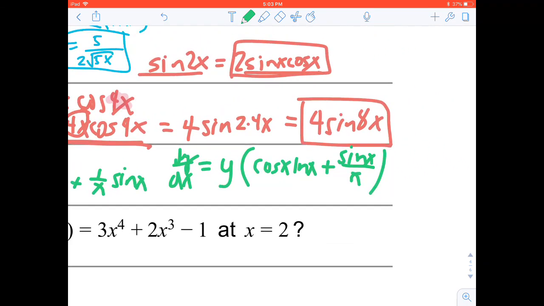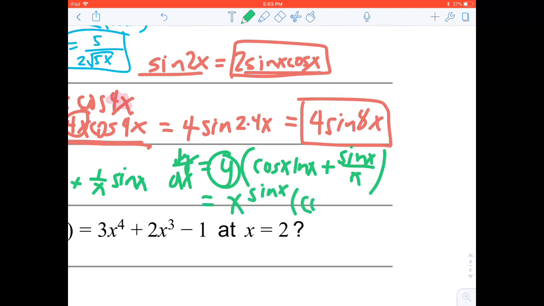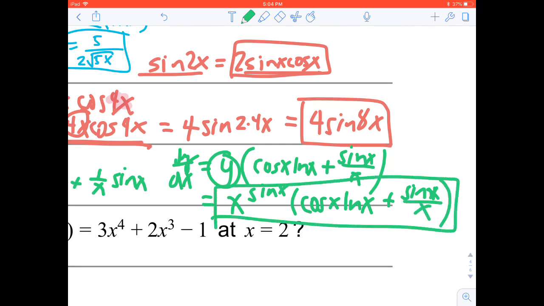And final step, y is equal to x to the sine x. So you want to make sure and replace that before you find your solution here, or your derivative here. Sine x over x. Okay, so that's our derivative.